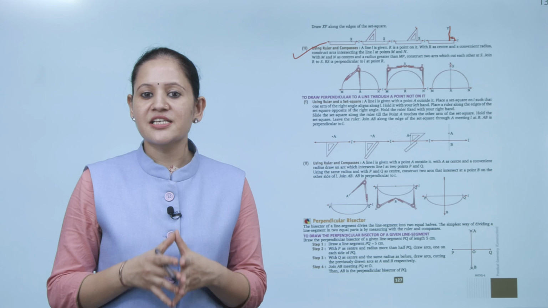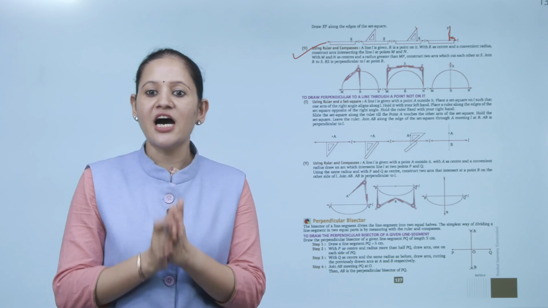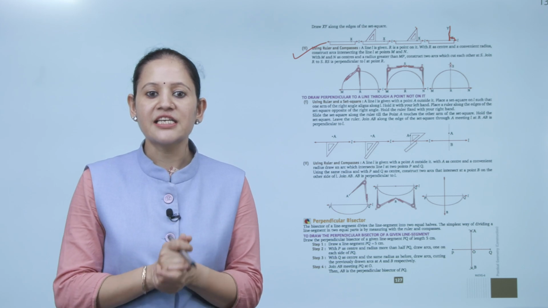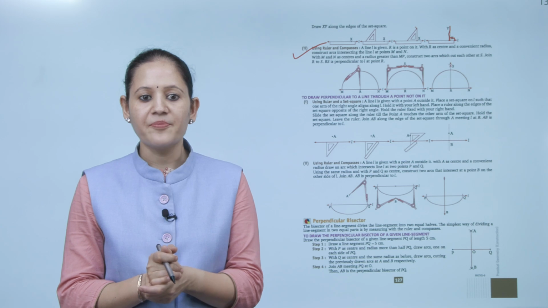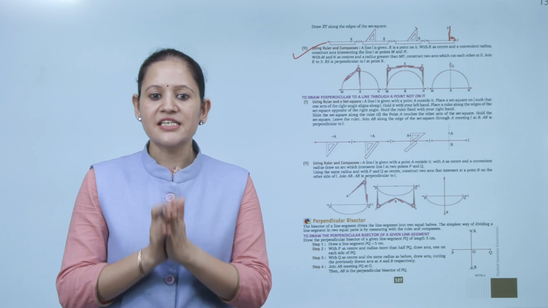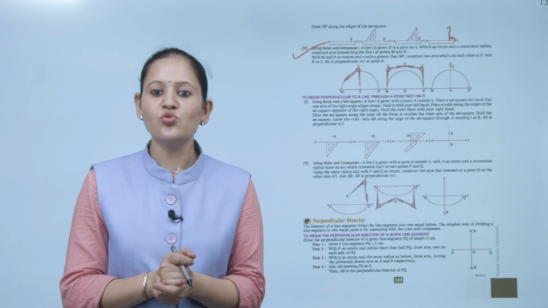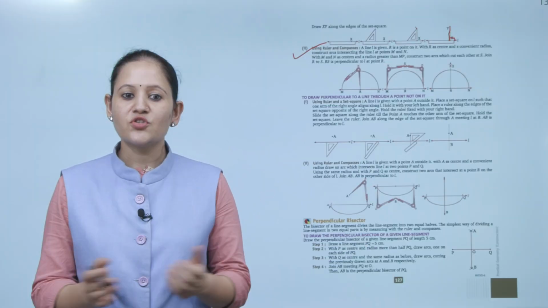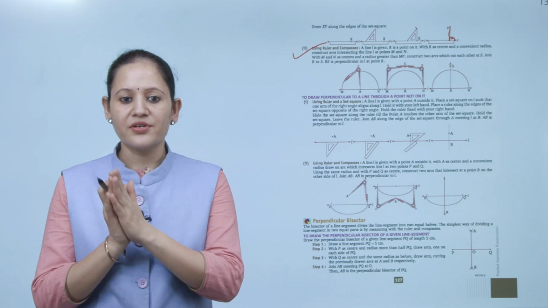A line segment is given, R is the point on it. There is a line segment with point R on it. With R as a center and a convenient radius, construct an arc intersecting the line segment L at the points M and N. With M and N as centers and a radius greater than MR, construct two arcs which cut each other at S. Join R to S.